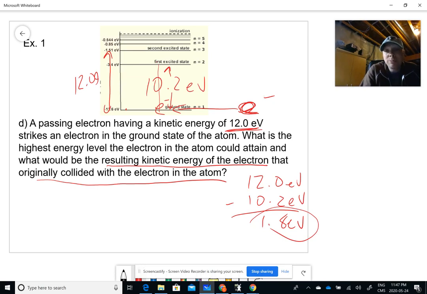And you could determine what the speed is by putting it into 1/2 mv squared, but just make sure that you convert that to joules first if you do that. Okay. And that's essentially it for this lesson.